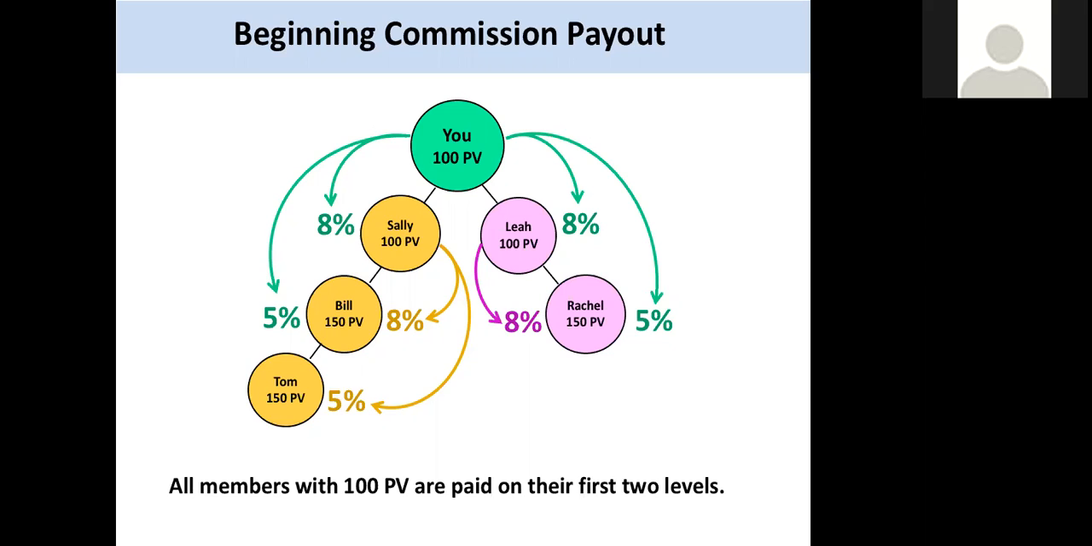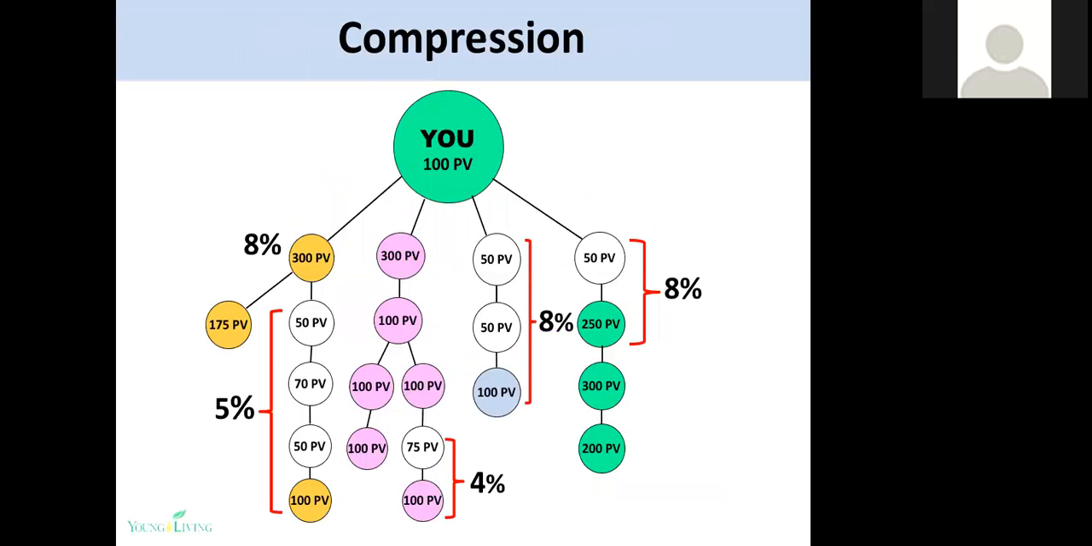Now there is, in the next slide, an example of what we call compression. So compression isn't anything that members necessarily need to focus on too much because it's something that's taken care of based on the programming that we have for the calculation of the commissions each month.